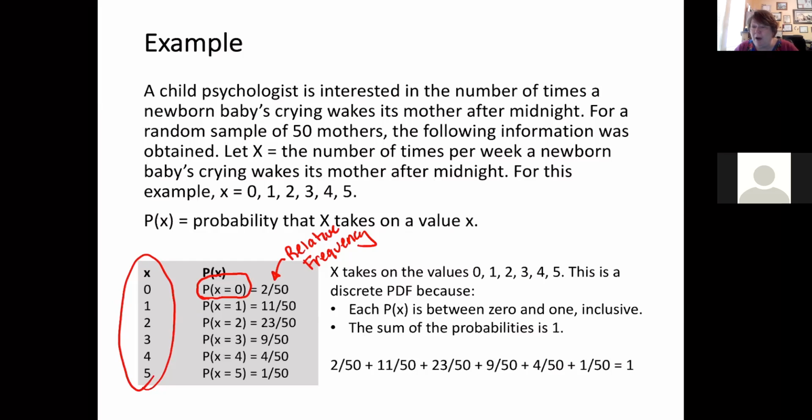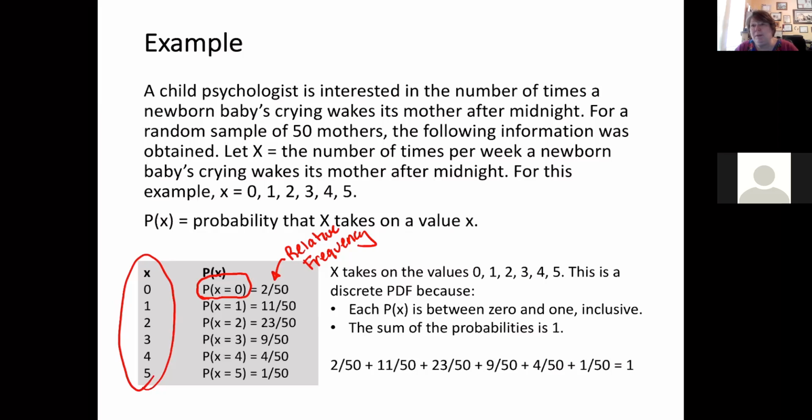And the sum of these probabilities has to equal 1. So you can't leave anybody out of your survey. Each one of these has to be counted. So if I add those 6 probabilities together, I will get the value of 1. So those are the 2 criteria that must be met for this to be a discrete probability distribution.